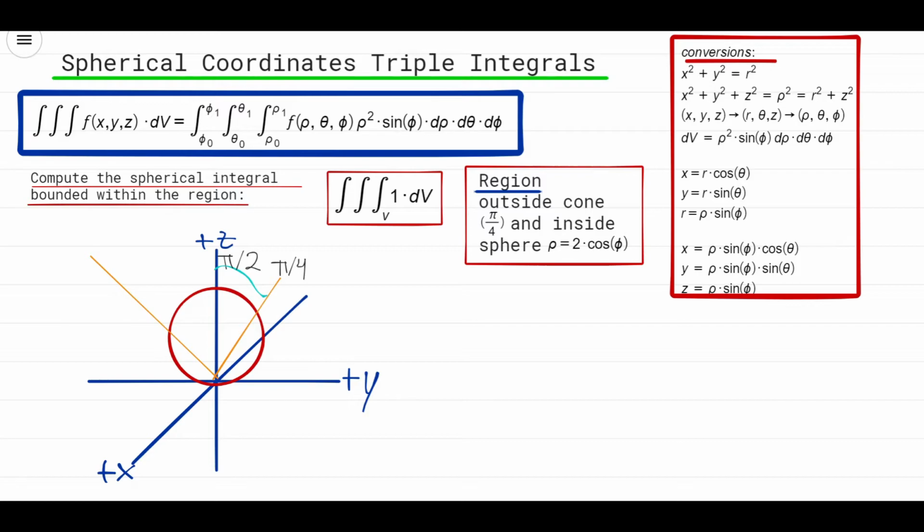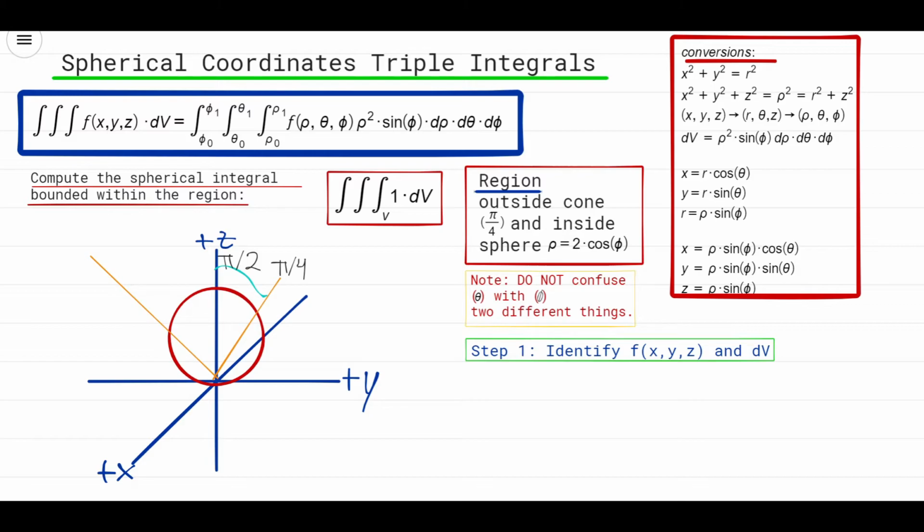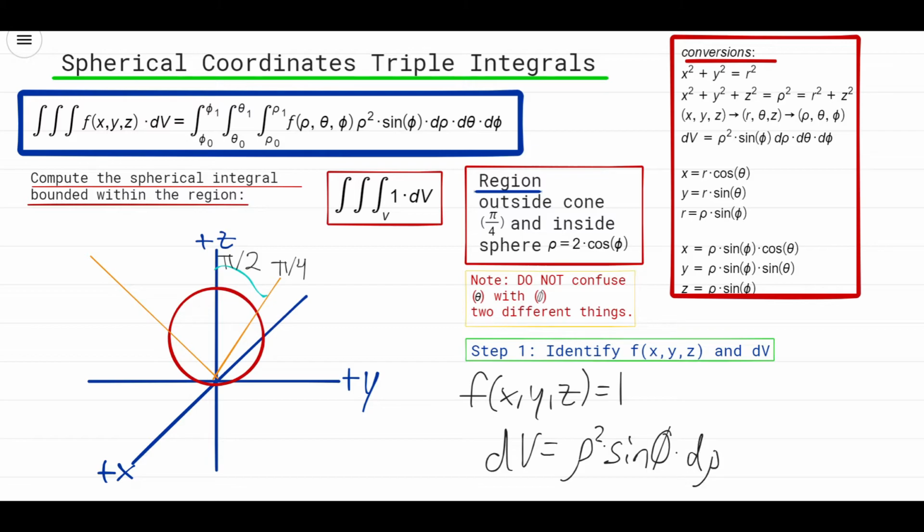So now let's move on to step 1. Quick note, do not confuse theta with phi, two different things, as I previously mentioned, and I will mention it again because it gets people, so don't let it get you. Step 1 is to identify f of x, y, z, and dV. The problem we're given is 1 times dV, so our f of x, y, z is literally just 1, and our dV from our conversions is rho squared times sine phi d rho d theta d phi.